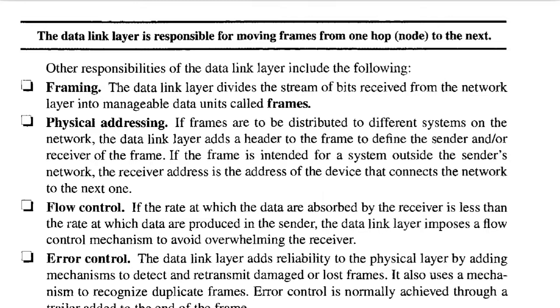Other responsibilities of the data link layer include the following. Framing. The data link layer divides the stream of bits received from the network layer into manageable data units called frames. Physical addressing. If frames are to be distributed to different systems on the network, the data link layer adds a header to the frame to define the sender and receiver. The receiver address is the address of the device that connects the network to the next one.